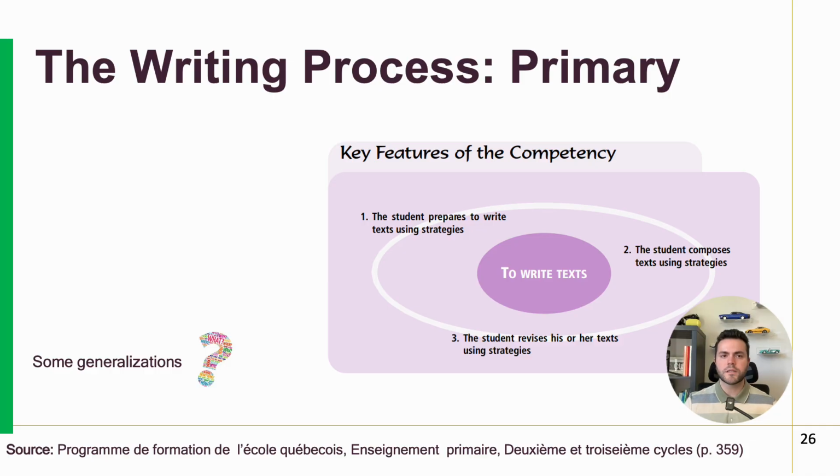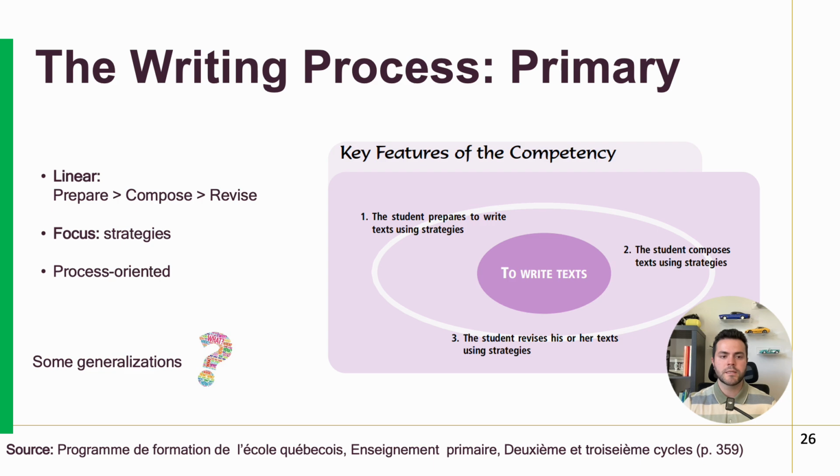So, when we look at how writing is taught in the Quebec primary curriculum, it's framed as a linear process with three main stages: prepare, compose, and revise. The emphasis is on using strategies at each stage, whether that's brainstorming, organizing ideas, or revising drafts. The model is clearly process-oriented, and it aims to build students' confidence by showing that writing can be broken down into manageable steps. But of course, this is just a bit of generalization. Writing isn't always this neat and linear. But it provides a helpful foundation for younger learners.